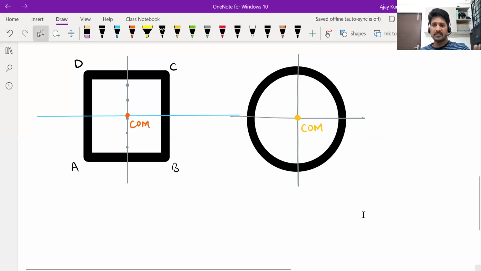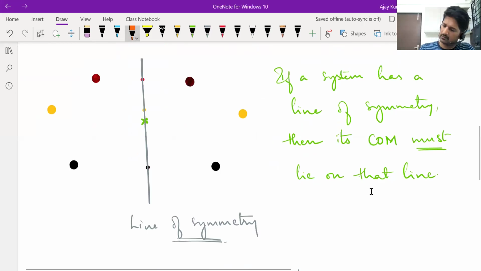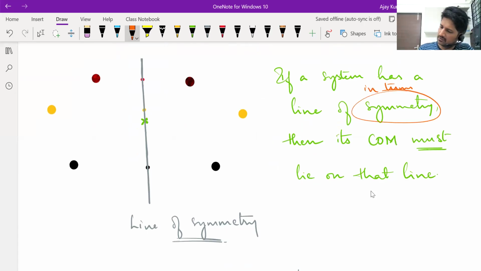So if a system has one line of symmetry, the center of mass will lie on that line somewhere. If it has multiple lines of symmetry, then their point of intersection has to become the center of mass. And when we say symmetry, that symmetry should be in terms of mass distribution, not just the shape. What do I mean by this?